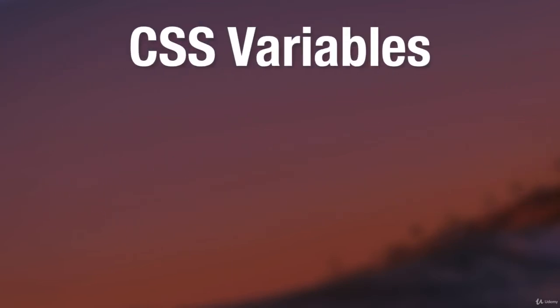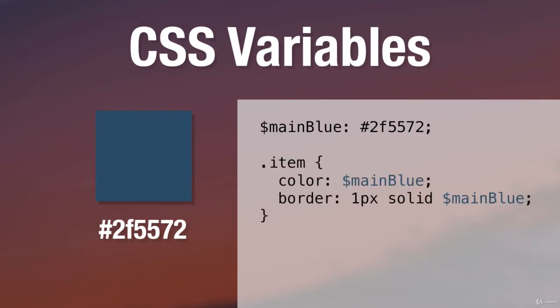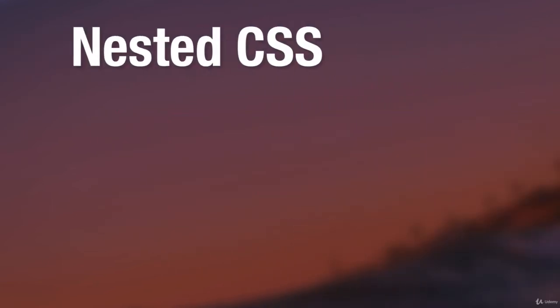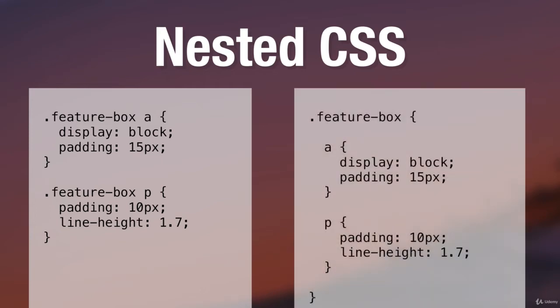So for example, maybe we want to save a certain hexadecimal color code of a blue shade to a variable named main blue, so that we can easily reuse that exact color throughout our CSS. Or maybe we wish that we could write nested CSS. So instead of writing CSS that looks like this, we wish we could write CSS that looks like this. But normally we can't do that because 0% of web browsers today support that.